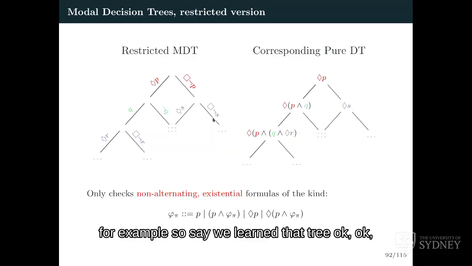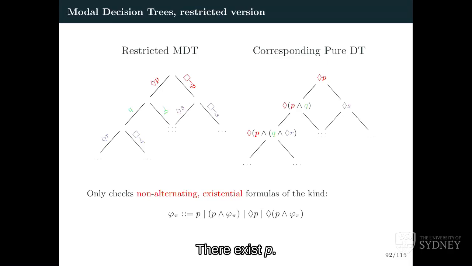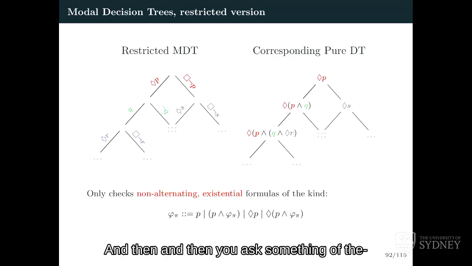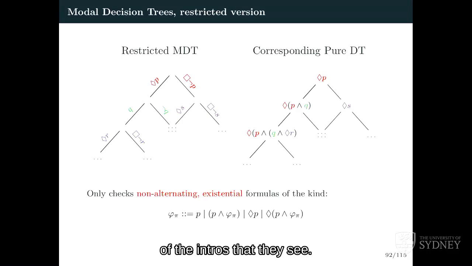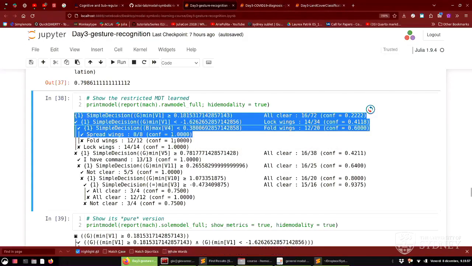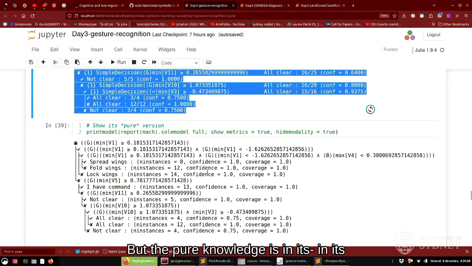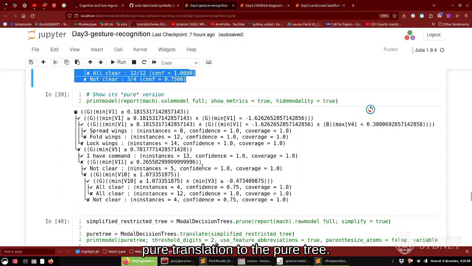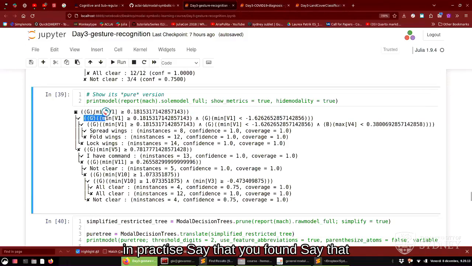For example, say we learned that tree, okay, let's say there was a diamond in there. There exists P, and then you ask something of the intervals that you see, and then you ask something of the intervals that they see. Okay, so they nest in this way. So yeah, this is a condensed representation. I think it can be useful in some ways, but the pure knowledge is in its translation to the pure tree, right? Because this is really what you do in practice.